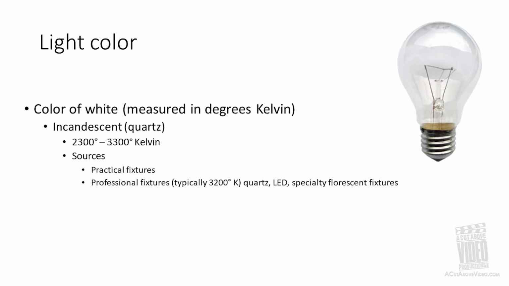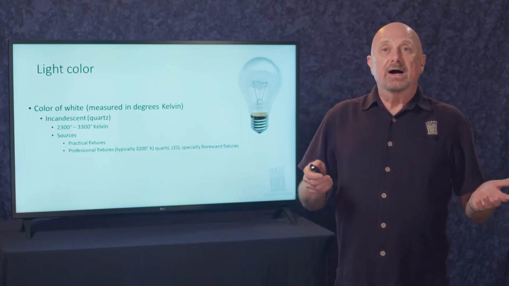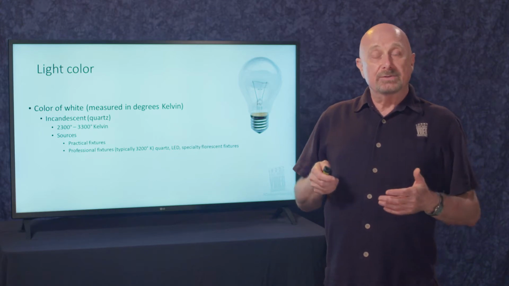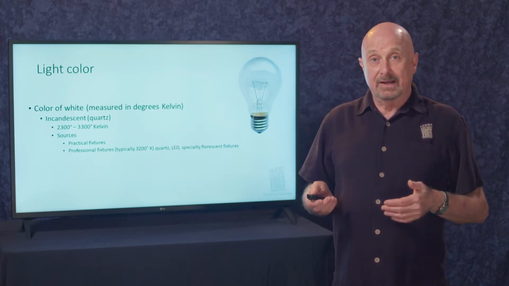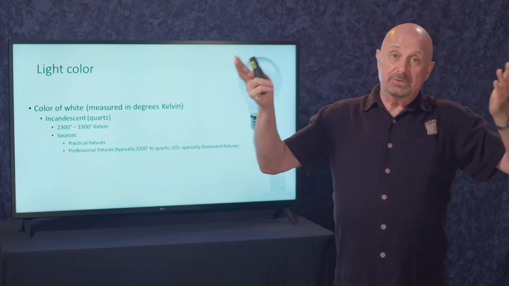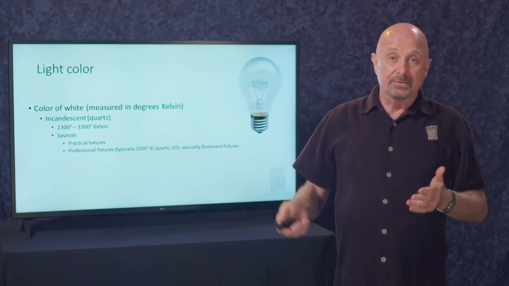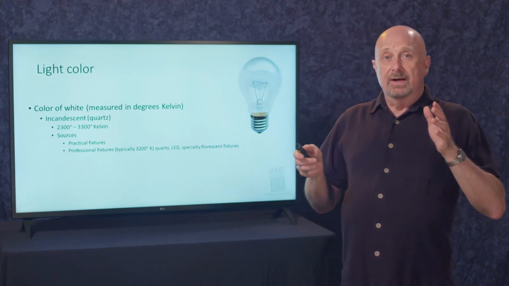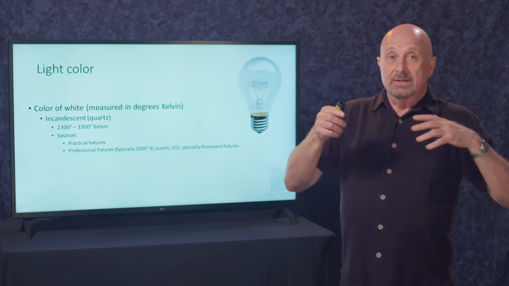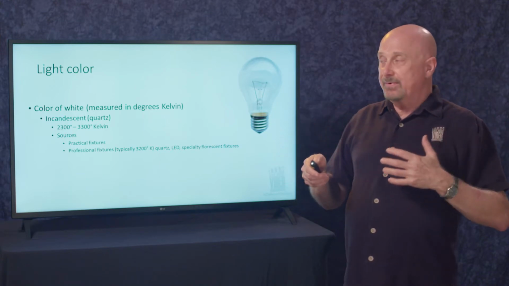The color temperature of an incandescent light is between 2300 and 3300 degrees Kelvin, and color temperature is measured in degrees Kelvin. For reference, at noon, shooting outside on a bright sunny day, the color temperature is about 5600 degrees Kelvin. When you're indoors using studio lighting, the temperature is between 3000 and 3200 degrees Kelvin. So depending on where you are and what kind of lighting you're using, the color of light will be different.